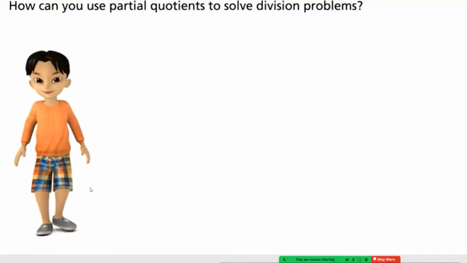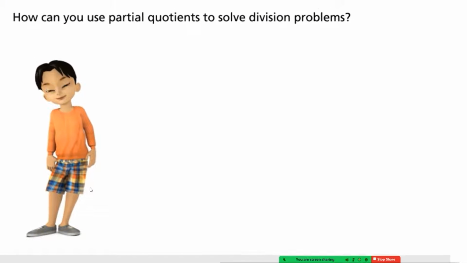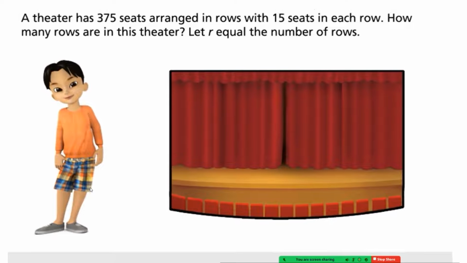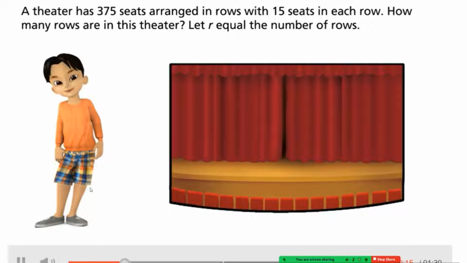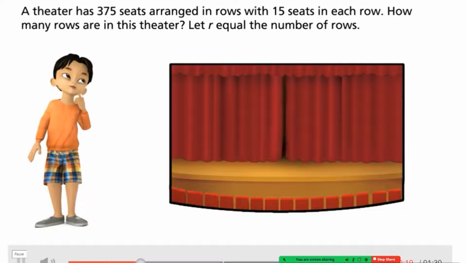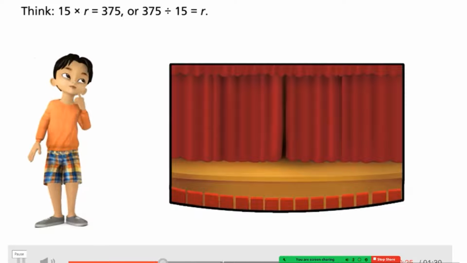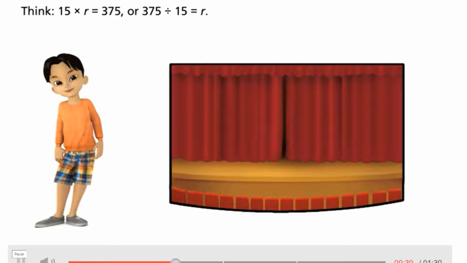How can you use partial quotients to solve division problems? A theater has 375 seats arranged in rows, with 15 seats in each row. How many rows are in this theater? Let R equal the number of rows. Think 15 times R equals 375, or 375 divided by 15 equals R.